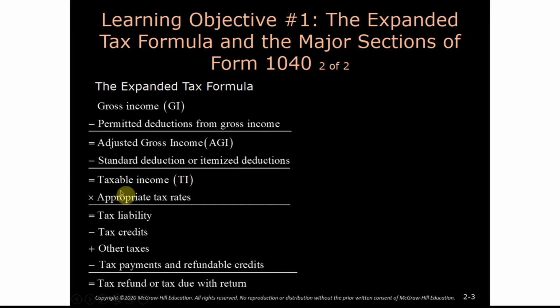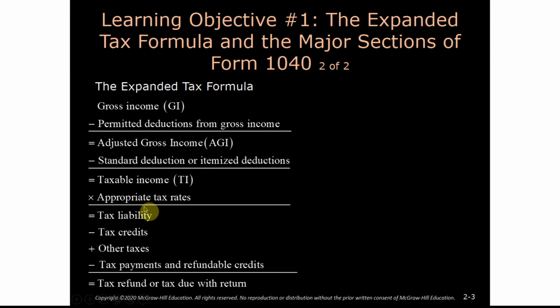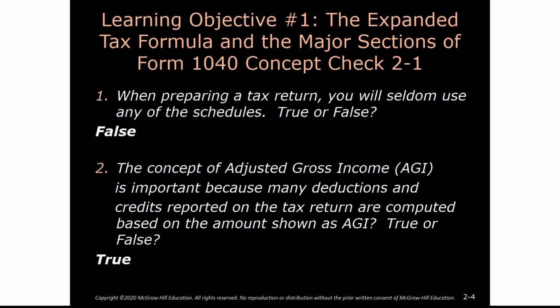And finally, we'll arrive at taxable income, and then we'll multiply the taxable income times the appropriate tax rate, and that is the amount that we owe the IRS that year. That is our tax liability. From that liability, then, we can deduct credits, other taxes, and any tax payments or refundable credits. Example of a tax payment, again, is the amount that we had withheld from our payroll checks. Finally, we arrive at the tax refund or tax due with the return.